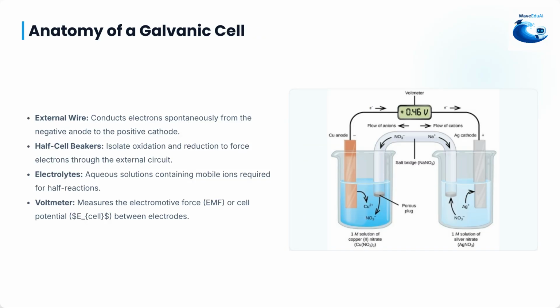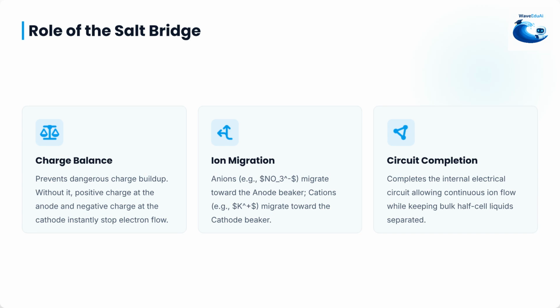A galvanic cell consists of several key components: the external wire for electron flow, the half-cell beakers, the electrolyte solutions for ion mobility, and a voltmeter to measure the cell potential, or electromotive force. The salt bridge is critical for three reasons. It maintains charge balance by preventing ion buildup. It facilitates necessary ion migration, and it completes the circuit, keeping the bulk solution separated while allowing continuous flow.